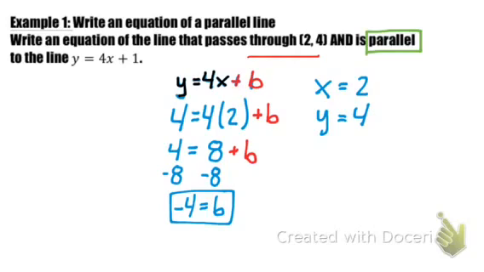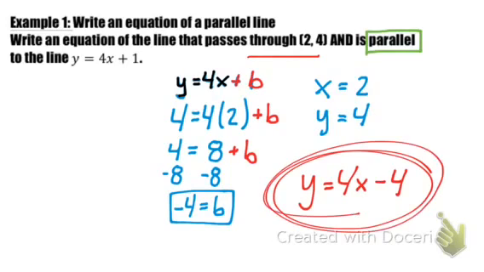So my final answer, the equation that is parallel to the given line and passes through 2, 4 is y equals 4x minus 4. Please write down any questions that you have, how, why, where, and then we'll ask that in class the next day.